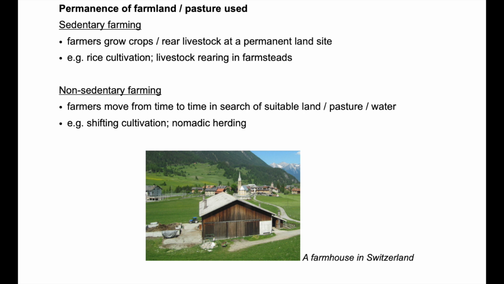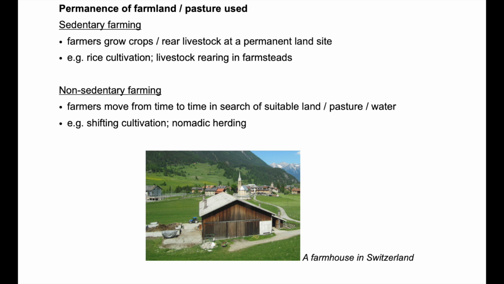They can't move the farmland, right? So they just stay there, build a farmhouse next to it, live there, grow and just farm. Non-sedentary means they move around from time to time, mostly nomadic herding or shifting cultivation. It means the people or the farmers, we call them nomads. Nomadic herding, the farmers are called nomads. They are people moving around in search of water and pasture with their livestock.